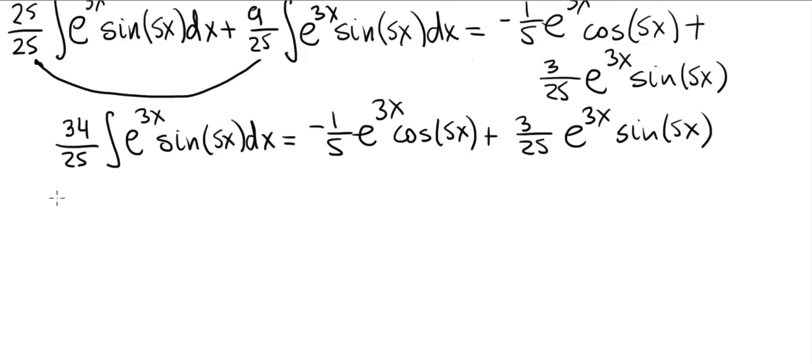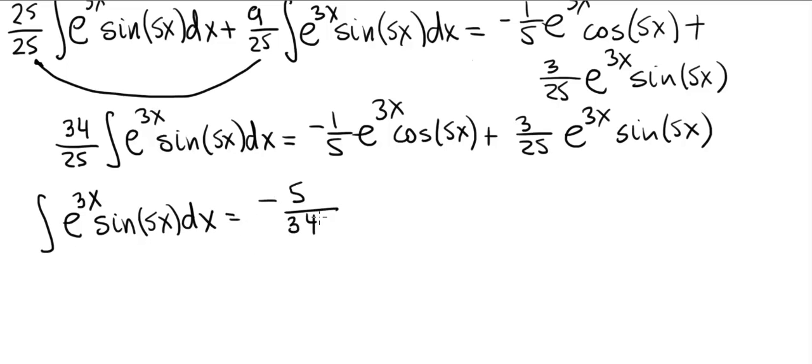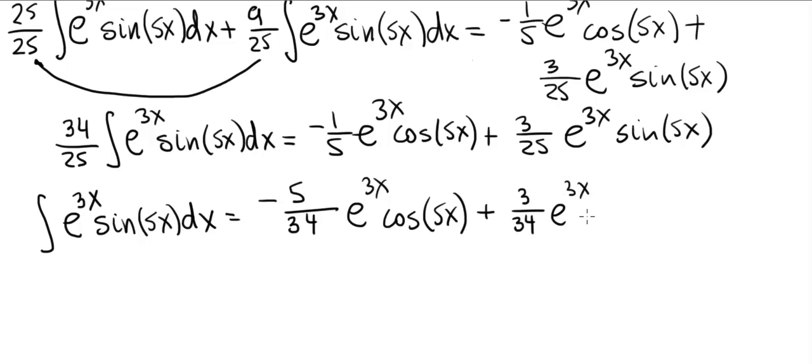Multiplying the left-hand side by 25 over 34 gives us exactly the integral we're trying to solve for, the integral of e to the 3x sine of 5x. 25 over 34 times minus 1/5 gives us minus 5 over 34 e to the 3x cosine of 5x. 25 over 34 times 3 over 25 is 3 over 34 e to the 3x sine 5x. That's the solution. We can now add the constant of integration c, and we have solved this problem indirectly.